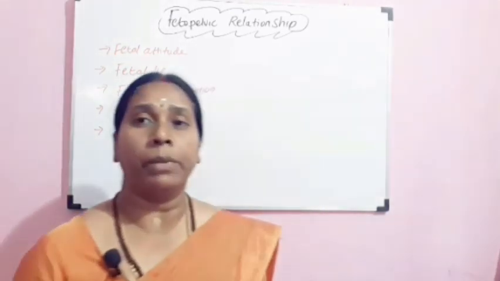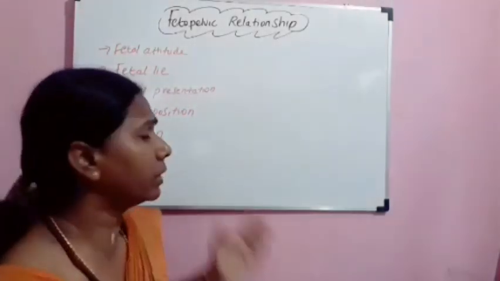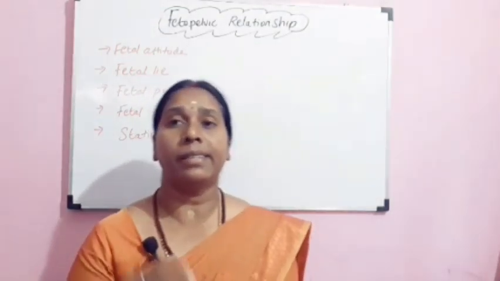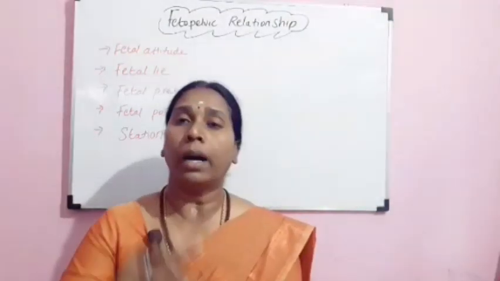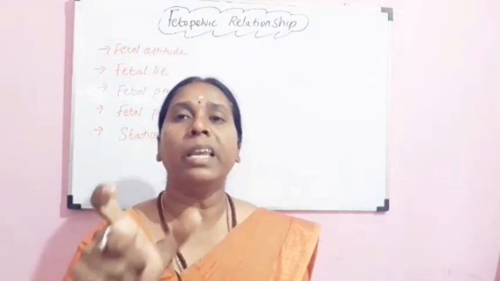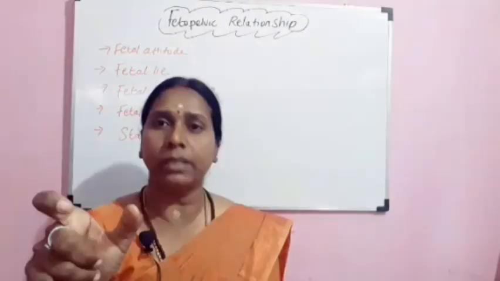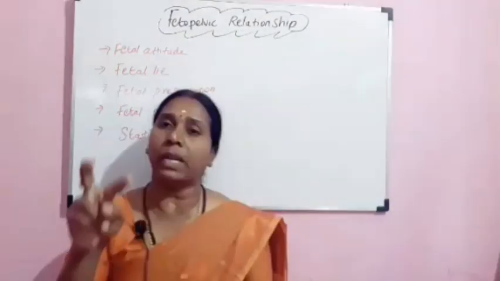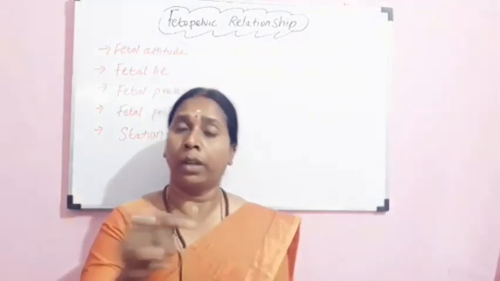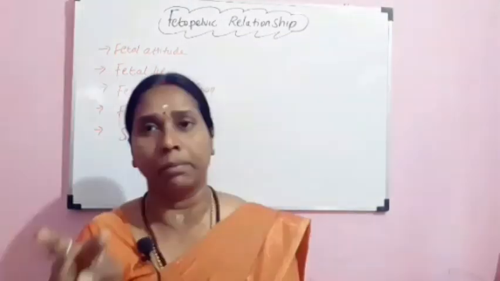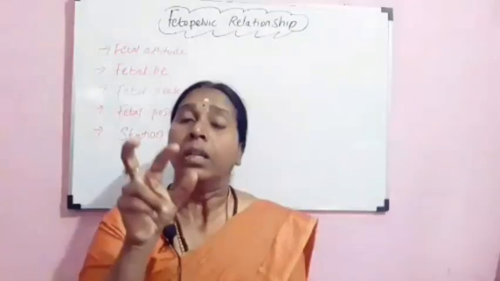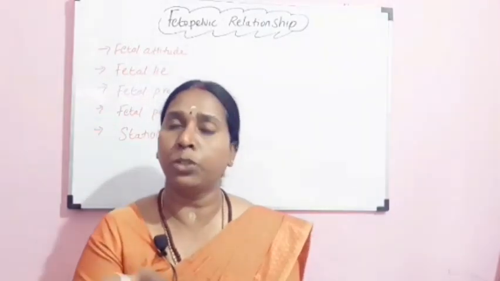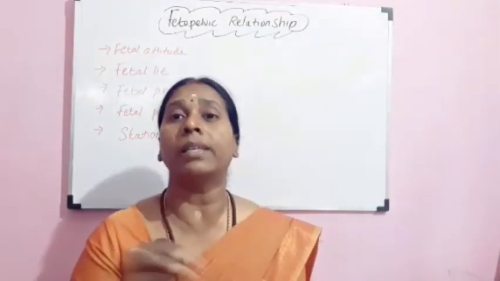So finally coming to the station. Station is where you are going to detect where the head of the baby is. You are going to assess with the ischial spines. With these ischial spines, you are going to detect where the head of the baby is. Ischial spines are the sharp protuberances which are present in the pelvic bone. So you are going to measure this diameter. In between the ischial spines you are going to check and tell where the head of the baby is.